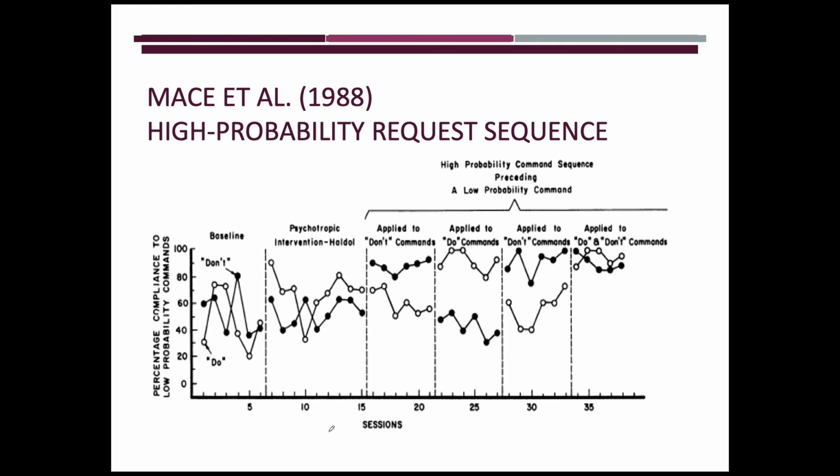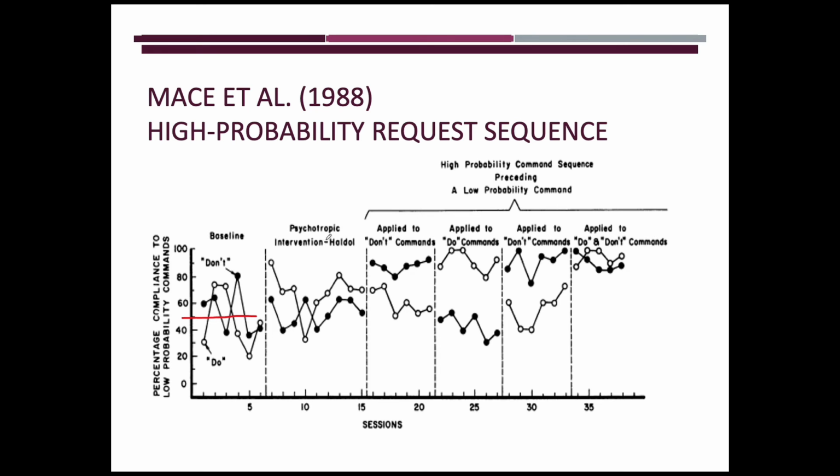So here's an example data set. Most of the work in this area has been done by Charles Mace. So here is the data set. And if we look at the y-axis, it's a percentage of compliance to low probability commands. Okay. And then they split those up into do commands, such as do this, and don't commands, don't do this. So we see that the compliance to the low probability demands is relatively low. I would say roughly around 50%.